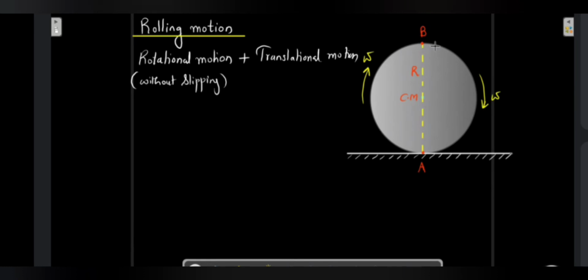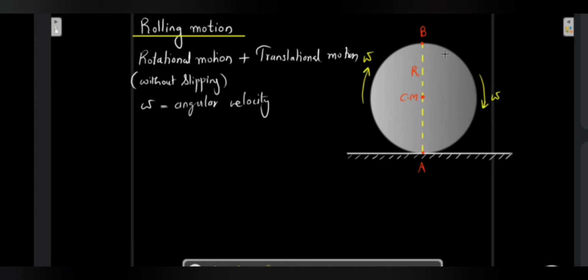So let us consider a spherical rigid body. We can consider a cylindrical body also having a radius r. Let us say that this body is rolling over a horizontal surface. Let me say that omega is the angular velocity of this rigid body about the axis of rotation. So the axis of rotation is passing through the center over here where the center of mass is marked.